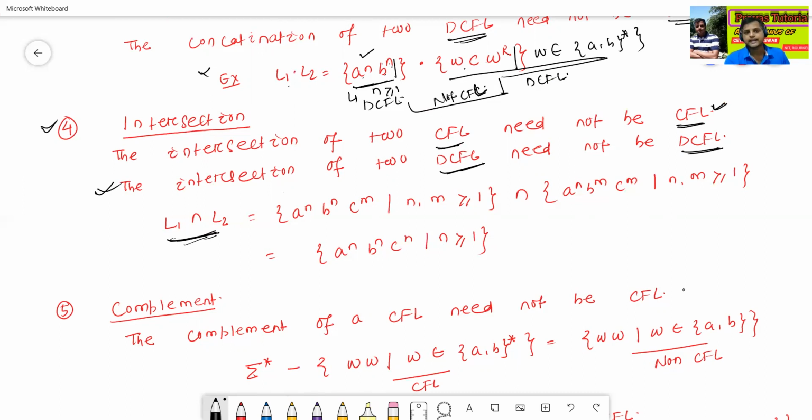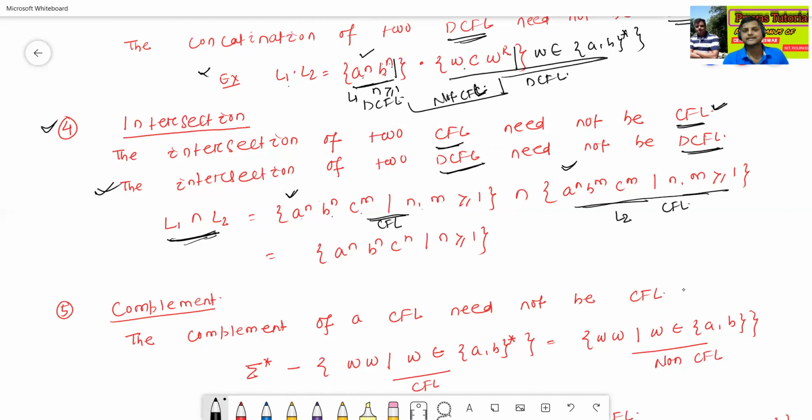Say here, a to the power n, b to the power n, c to the power m, such that n, m is greater or equal to 1. This language is also CFL. And we'll take the L2 language, this one. This language is also CFL. So this language is CFL and this language is also CFL.